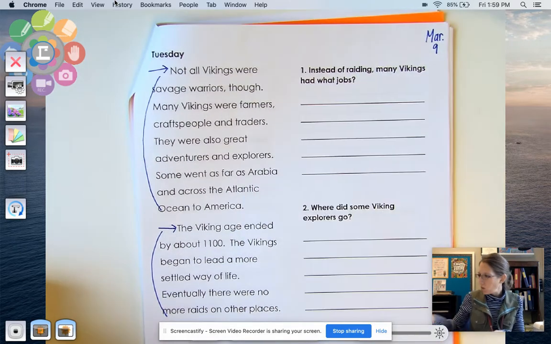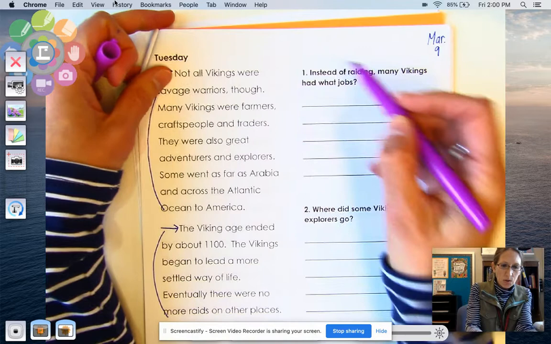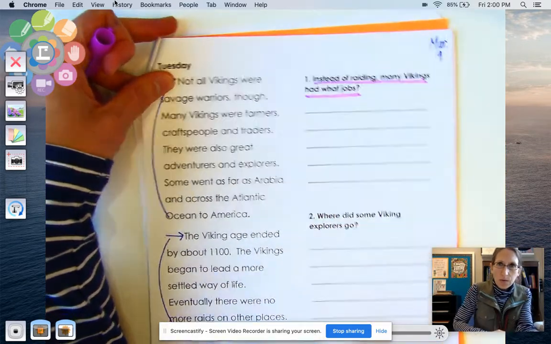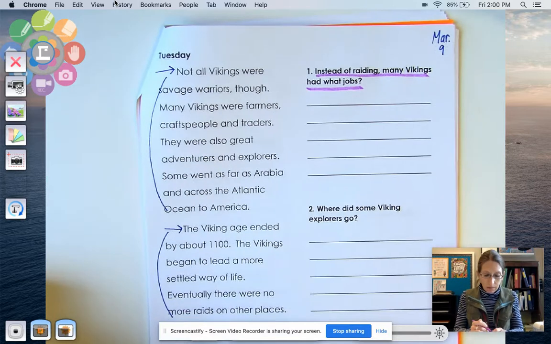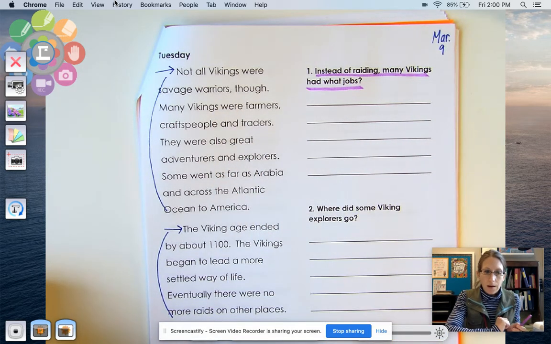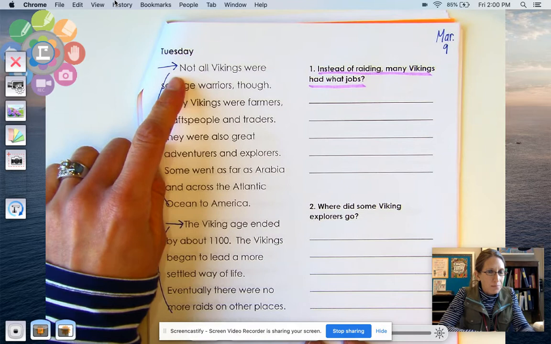All right, so let's go ahead. Let's pick a color to underline or highlight our first question, or you could circle it if you'd like to. All right, so our first question, instead of raiding, many Vikings had what jobs? All right, so let's go back to our text. Let's go back to our paragraph and try to find our evidence to support our answer. So we are looking for what other jobs did Vikings do aside from just raiding? So let's listen for that.